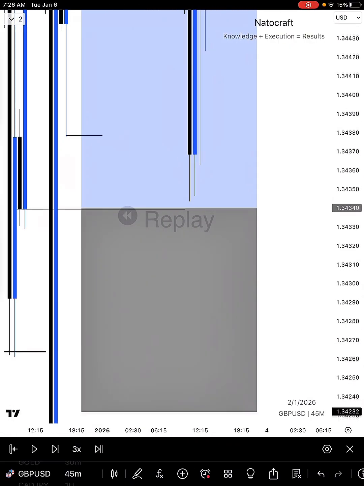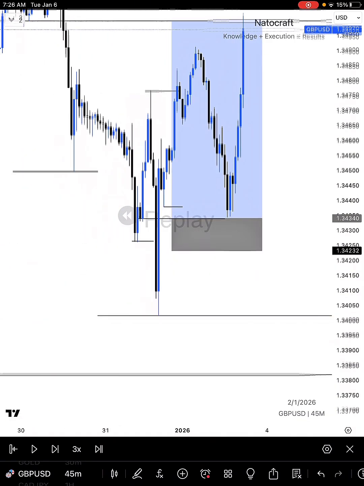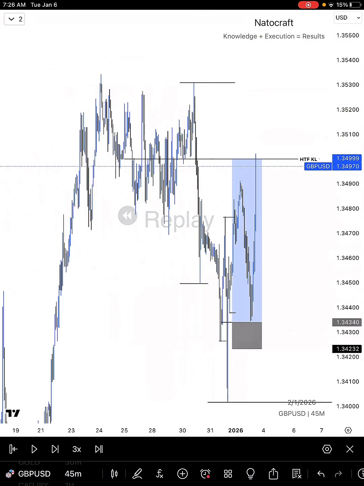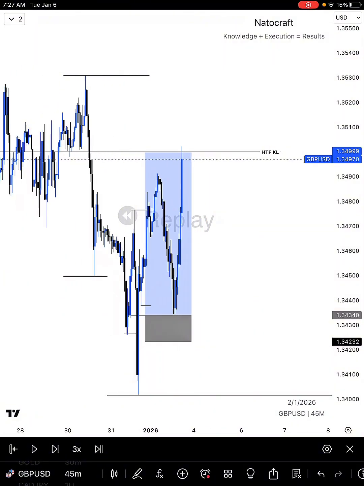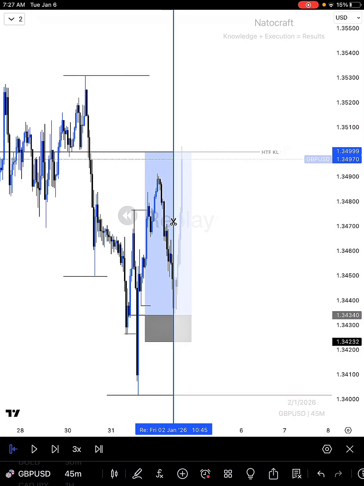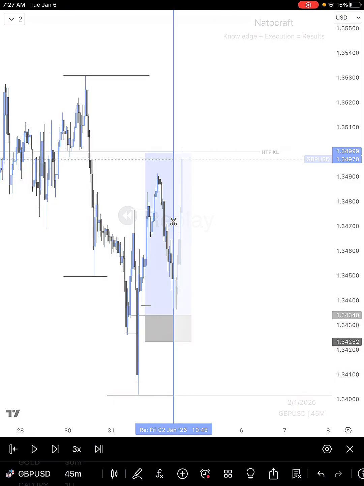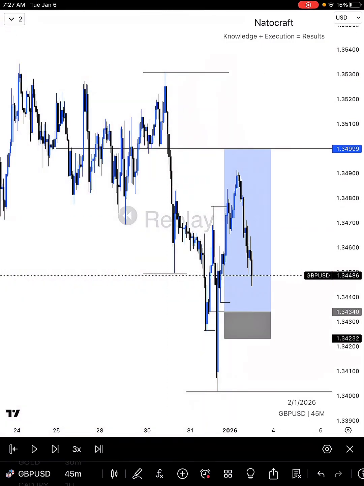So now that we've traded to this higher time frame key level, as you can see, the market gave us liquidity. Let me play this back. The market gave us liquidity close to the higher time frame key level. That's another hint that the market is ready to sell from there, giving you liquidity close to that level. So this was our liquidity.